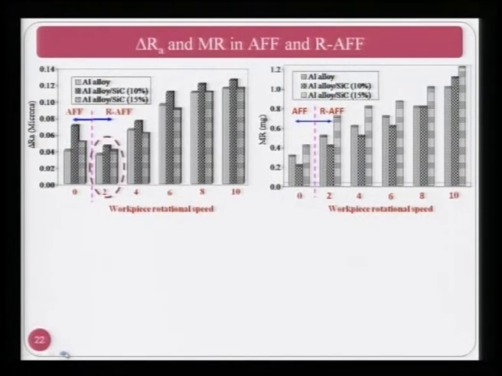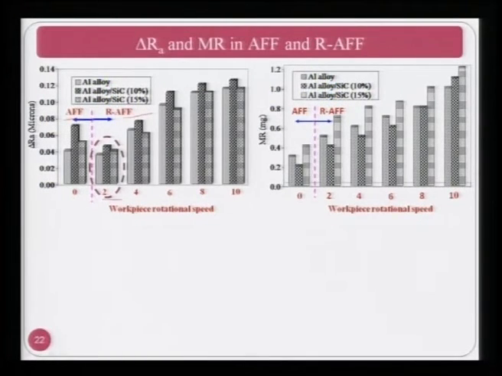Now if you see here again the comparison of change in Ra value and material removal in case of abrasive flow finishing and rotary abrasive flow finishing. You just see here change in Ra value, that is delta Ra. On the left side it is in abrasive flow finishing, on the right side it is in rotary abrasive flow finishing.